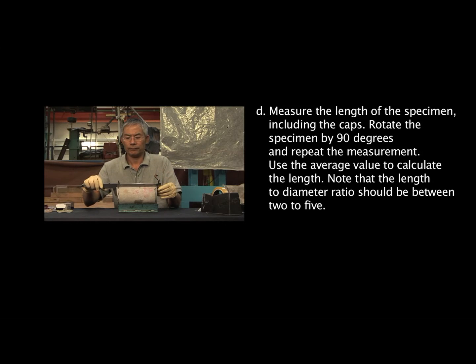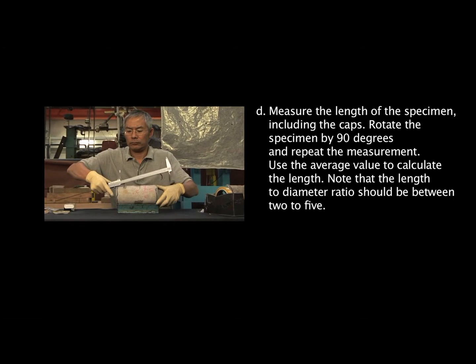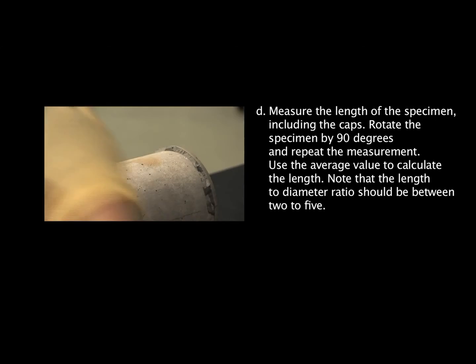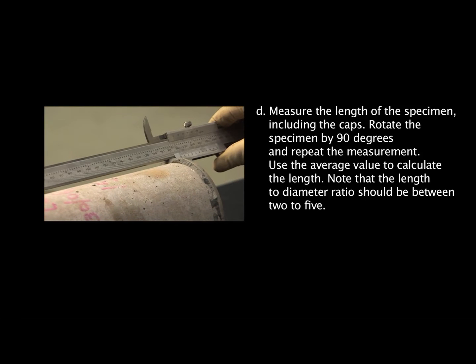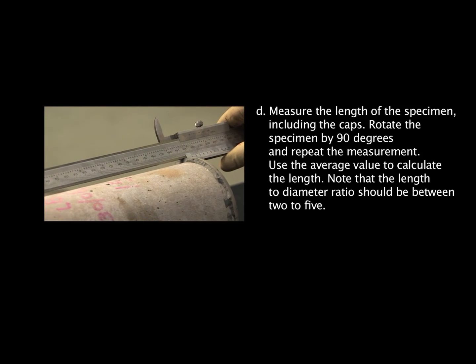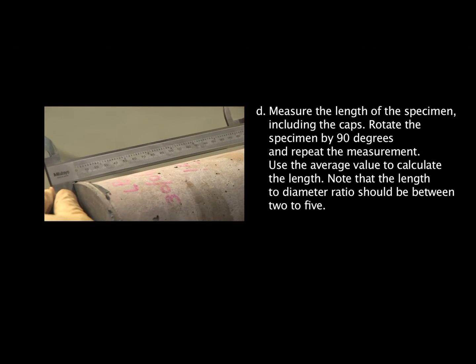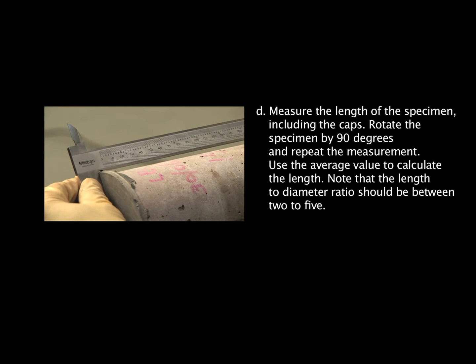D. Measure the length of the specimen, including the caps. Rotate the specimen by 90 degrees and repeat the measurement. Use the average value to calculate the length. Note that the length to diameter ratio should be between 2 to 5.